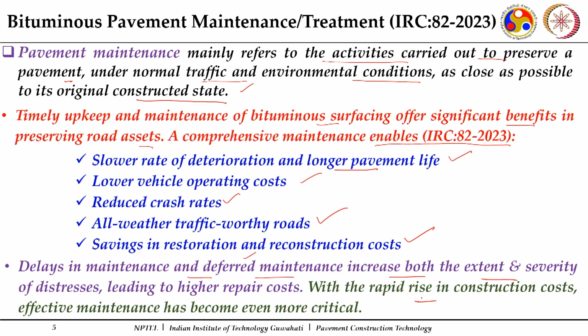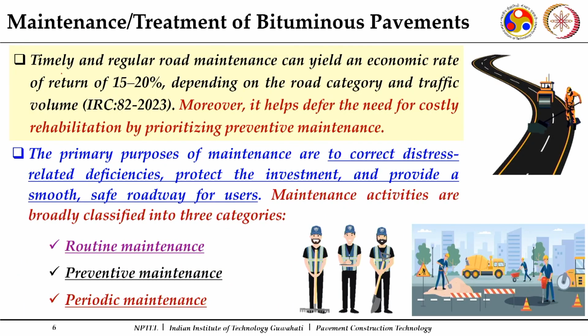With rapid rise in construction cost, effective maintenance has become even more critical. Even in maintenance, what type of maintenance is suitable for a particular job is also important. In terms of monetary aspects, it says that timely and regular road maintenance can yield an economic rate of return of about 15 to 20%, depending upon the road category and the traffic volume which plies over it. This is as per codal specifications. Moreover, it helps to defer the need of costly rehabilitation by prioritizing the preventive maintenance jobs or the maintenance activities.